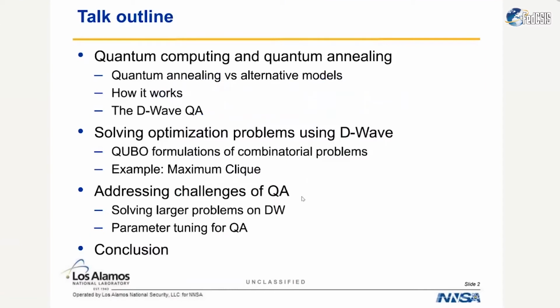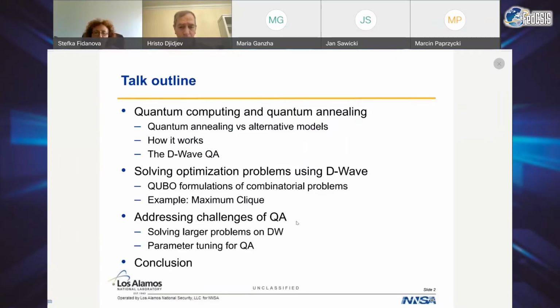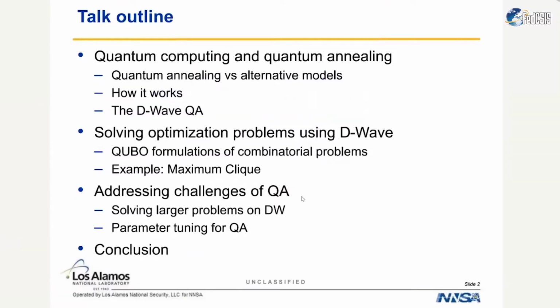The talk will be divided into three parts. First, I'll talk about the background of quantum computing and quantum annealing. The second part is about solving problems. I will show how you can solve a problem if one has access to a quantum annealer, and as an example, we'll look at the maximum clique problem. And finally, the third part is more research oriented: how to address challenges of quantum annealing, for instance solving larger problems and improving the accuracy of solutions, and so on. Okay, so let's move to the next slide.